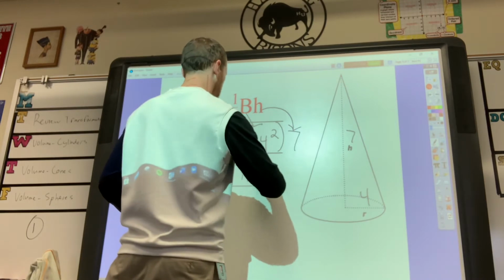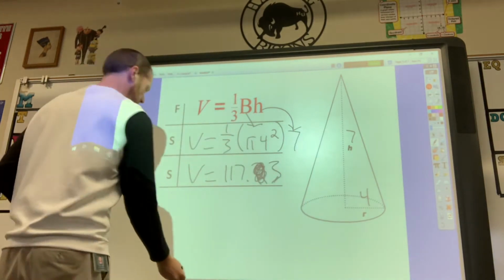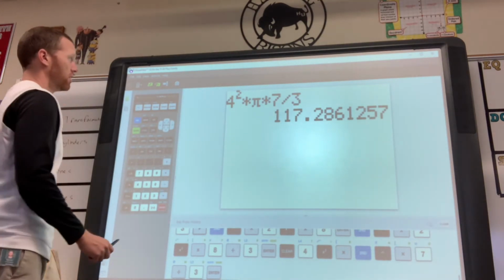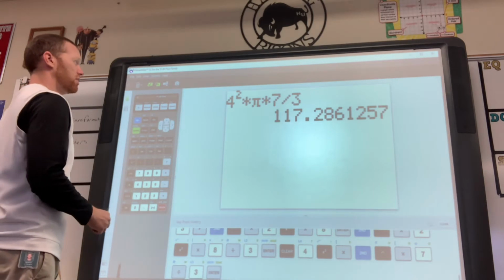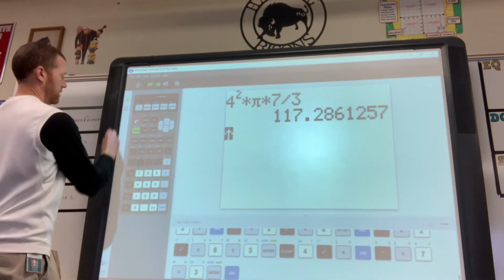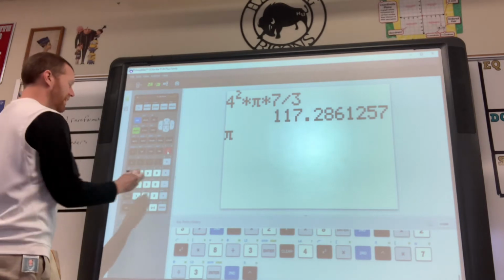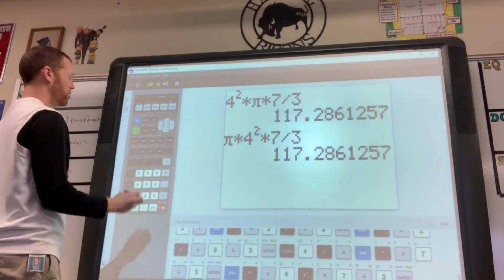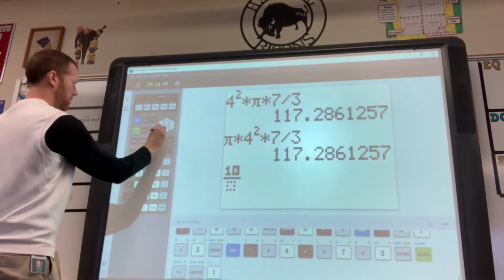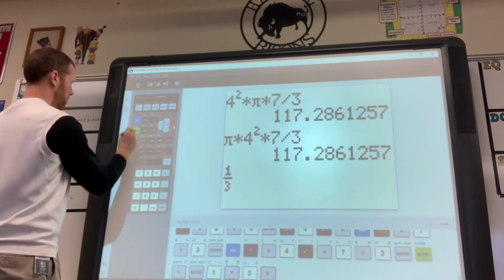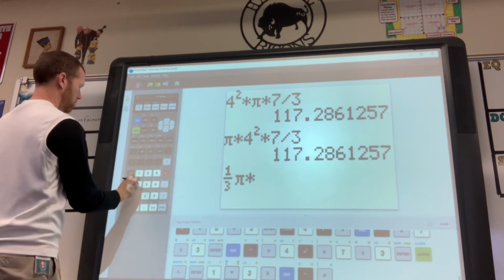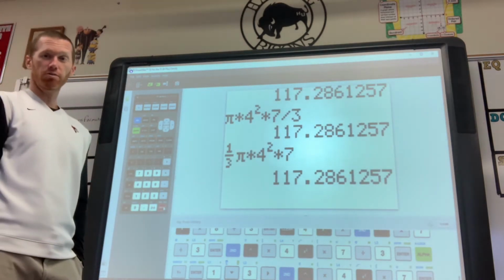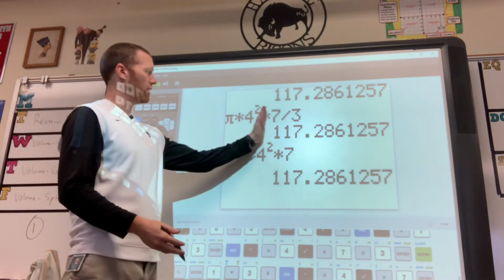Wait, but Mr. Campbell, I have a question. Yes, you have a question. Can you go back to the calculator? Right there. I thought it was 1/3 times pi times the radius squared times the height, but you have 4 squared times pi times 7 divided by 3. So you would like it better if maybe it looked like this. Or you might like it even better if it looked like this: 1/3 of pi times the radius squared times the height. The truth is, all of those will give us the same answer, because when you're multiplying, if you keep things in a line, you're good.